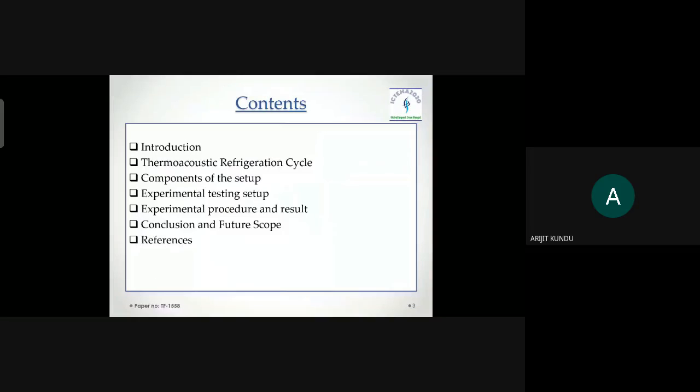So here is the content of my presentation: introduction, the thermoacoustic refrigeration cycle, components of the setup and the experimental testing setup that I have made, procedure, conclusion, future scope and references.